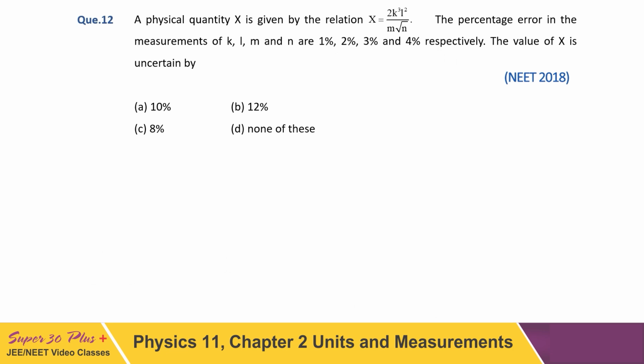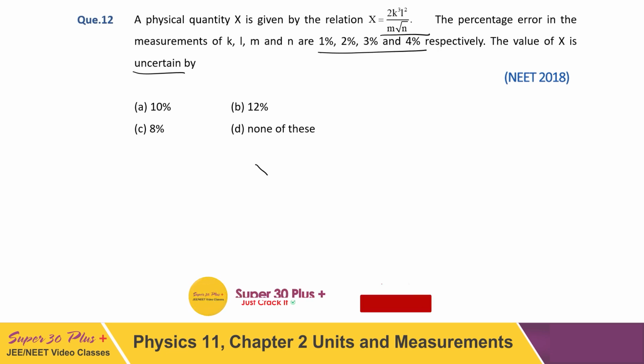Okay. Let us solve one more question. A physical quantity x is given by the relation x = 2k³L²/(m√n). The percentage errors in the measurements of k, L, m and n are 1%, 2%, 3% and 4% respectively. The value of x is uncertain by, and here a very interesting word has been used, uncertain. It is used to calculate the error that has occurred in x if the errors in k, L, m and n are given here. So let us start solving this.